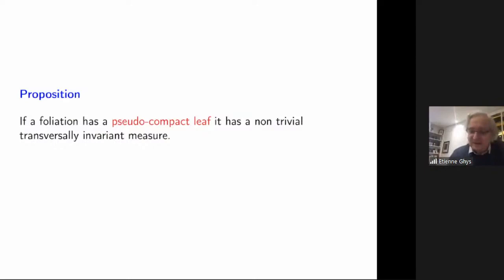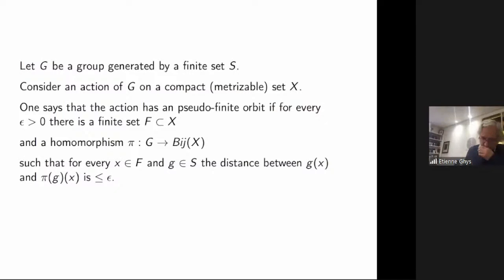Suppose you have a group G generated by a finite set S. Suppose this group acts on a compact metrizable space X, and let me define an epsilon orbit or something like that. One says that the action has a pseudo finite orbit if for every epsilon, you can find a finite set F in X and a homomorphism pi from G to the group of bijections of F, not X, sorry, finite bijections, such that this homomorphism pi approximates the original action in the sense that for every x in F and every g in the generating set S, the distance between pi(g)(x) and g(x) is less than epsilon. This is analogous to the pseudo orbit, to a pseudo compact leaf for a foliation. It's a pseudo finite orbit for a group action.